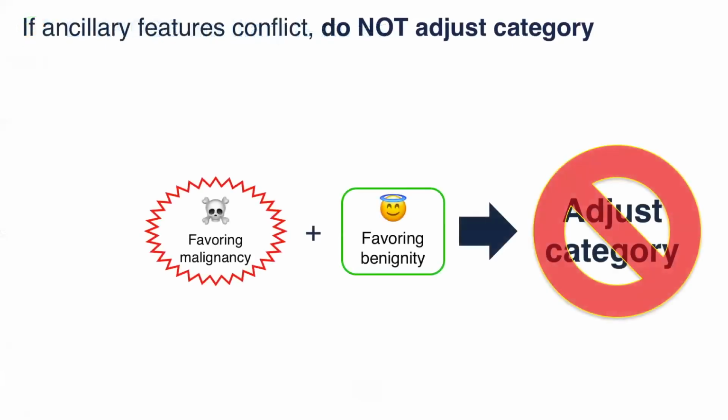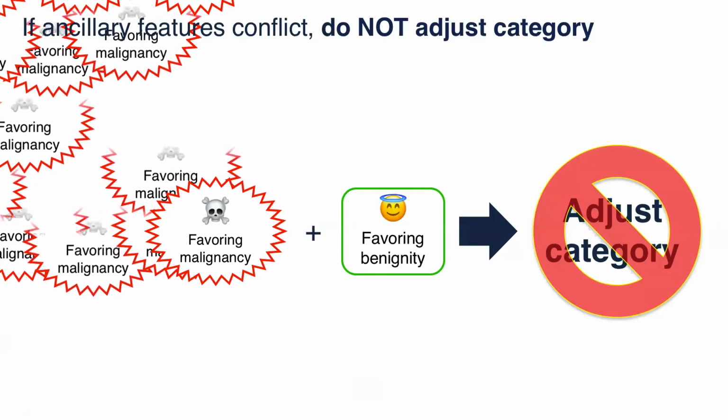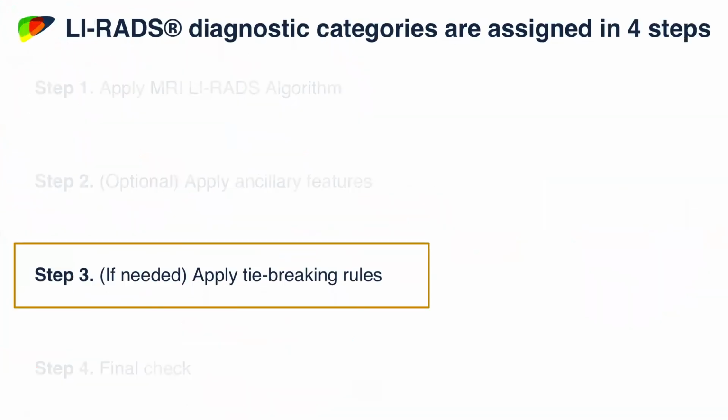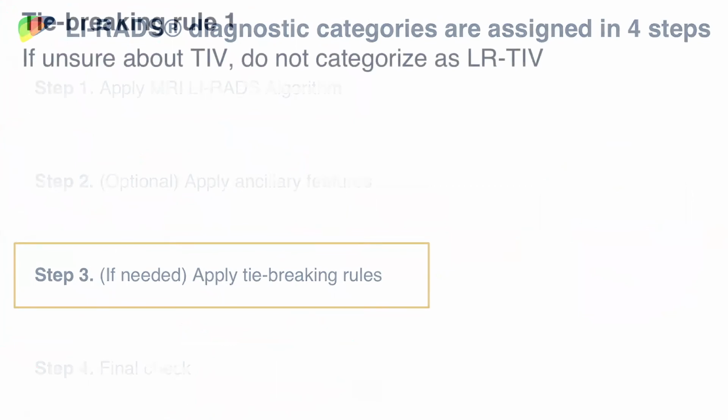Now, if ancillary features conflict, do not adjust the category. So if I have one ancillary feature favoring malignancy, and I have one ancillary feature favoring benignity, do not change the category. Even if I have 10 ancillary features favoring malignancy, do not adjust the category. Even if you have 1 million ancillary features favoring malignancy, if you have just one favoring benignity, do not adjust the category. Okay, if needed, apply tie-breaking rules.